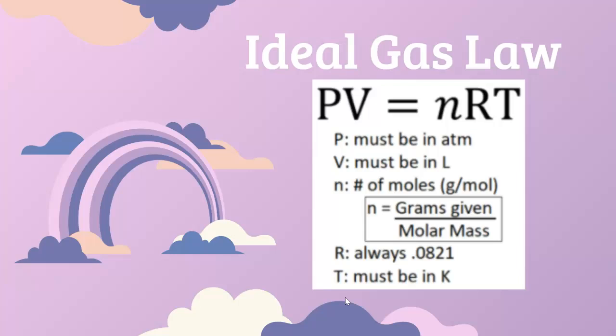N stands for the number of moles, which is the grams per mole. If you only have grams, you have to turn it into moles first. And remember, that means you have to take the grams you're given and divide it by the molar mass, and that's how you turn it into moles. R is a constant, and as long as P is in atm, the number for R is always 0.0821. And T, just like all of the other gas law formulas, must be in K, or Kelvin.